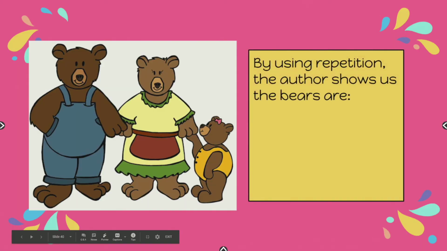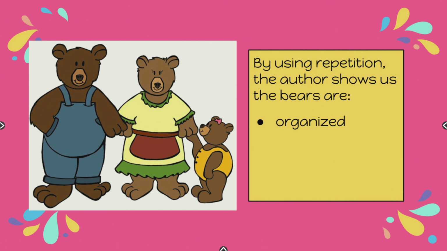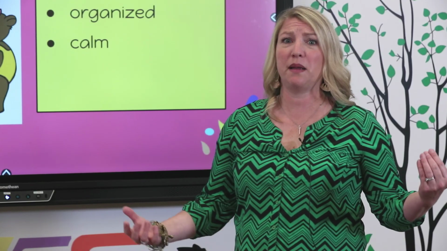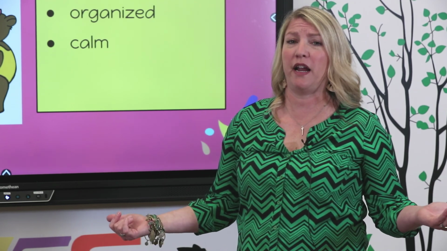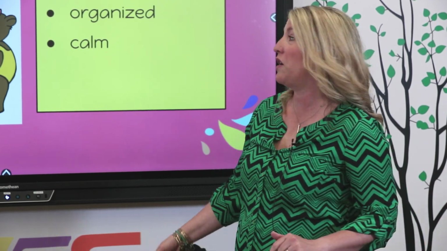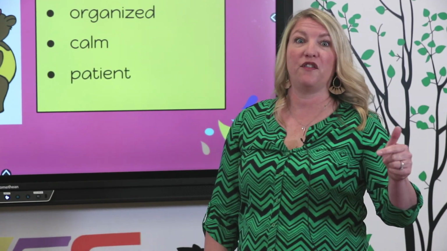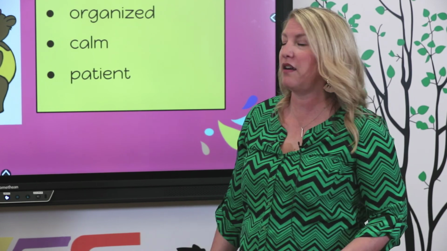So this gives me a little bit of an insight about the 3 bears. And by using the repetition, the author is showing us that the bears have some character traits. 1, they're organized because their whole house had 3 of everything and it was all together. I also noticed that they were calm. I don't know about you, but if I had somebody in my house that came in and I knew that they were there, I wouldn't be very calm, but they sure were calm. And they were also patient because they waited for each one of them to investigate their things.